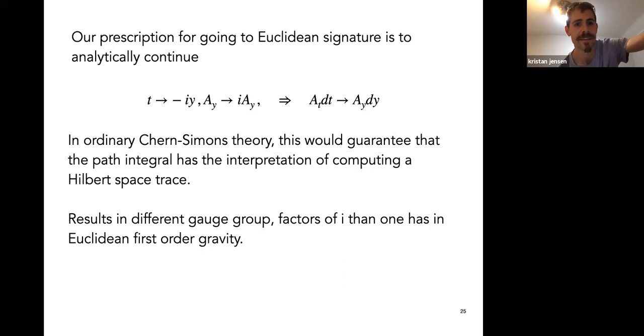The path integral that ensues from this has a different gauge group and factors of i than one would have in Euclidean first order gravity. In particular, the gauge group is locally SL(2,R) times SL(2,R) instead of what you might have anticipated, SL(2,C).